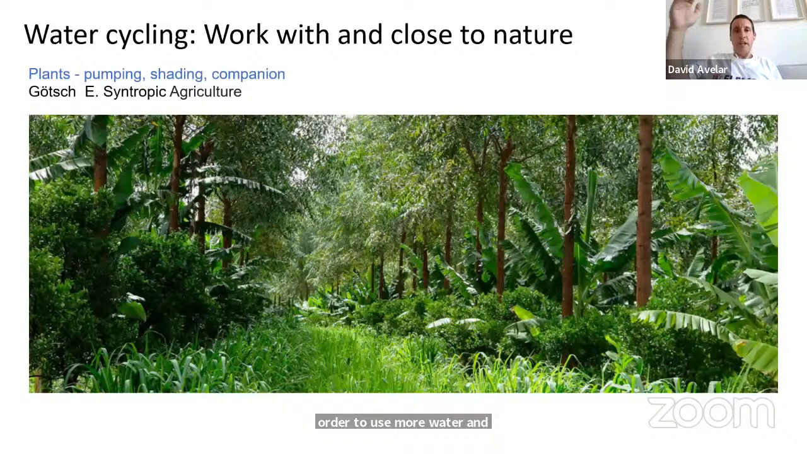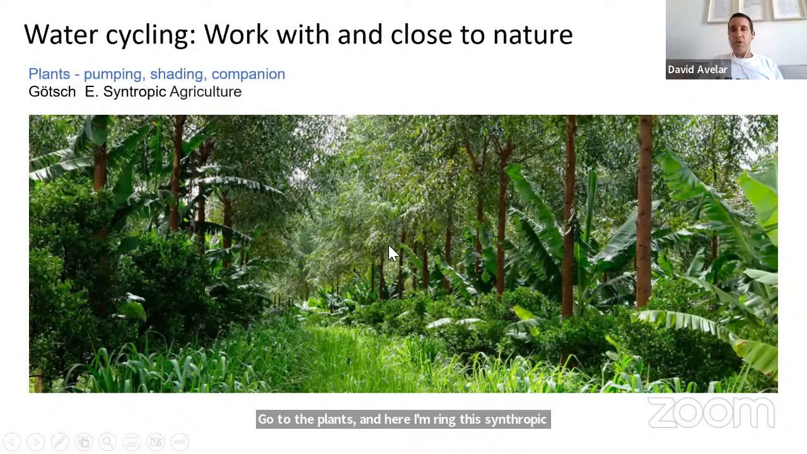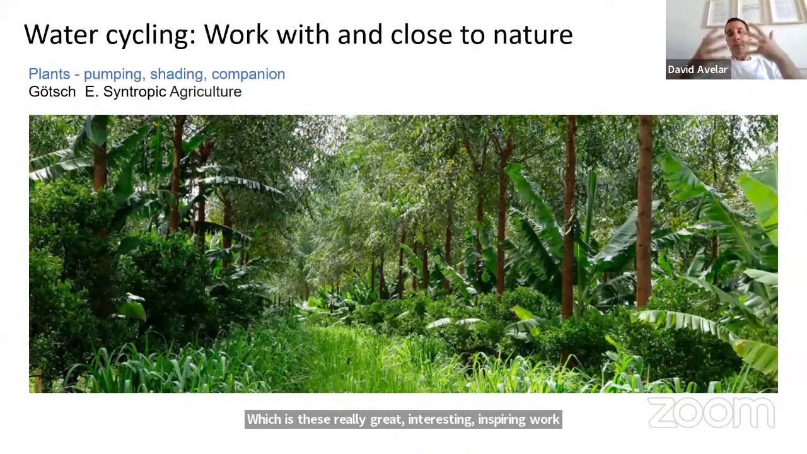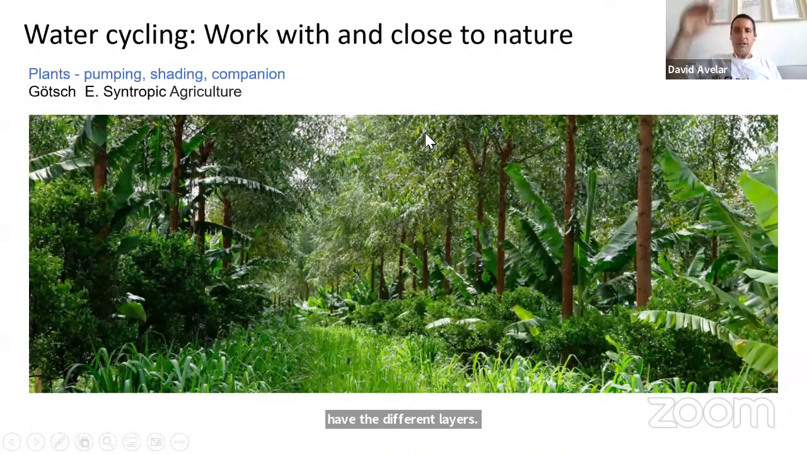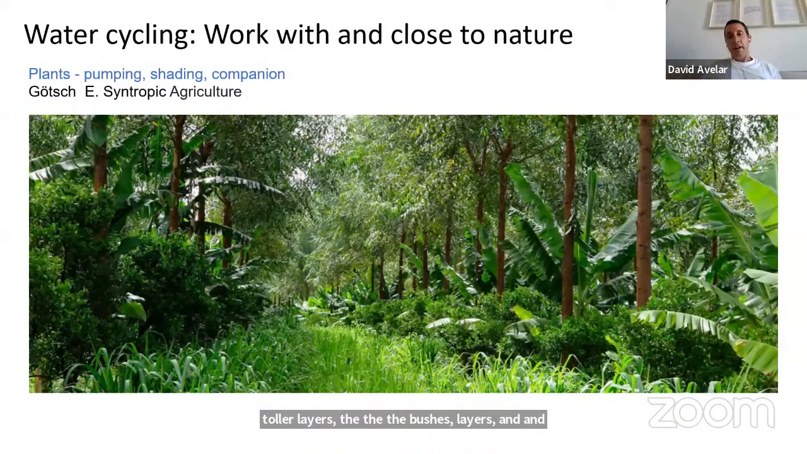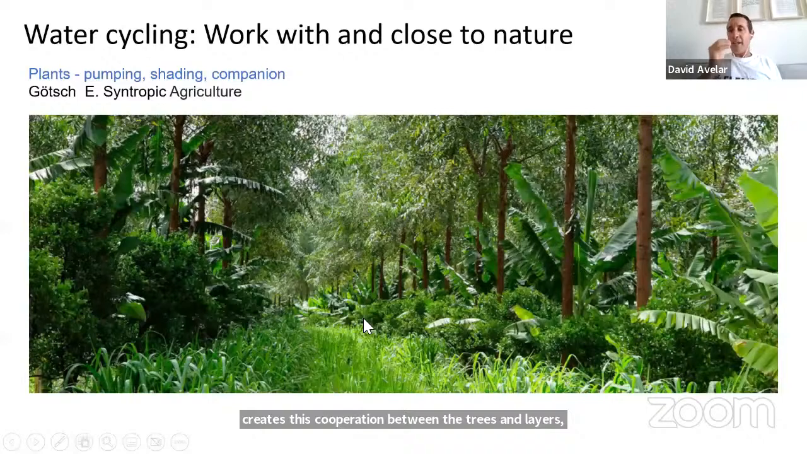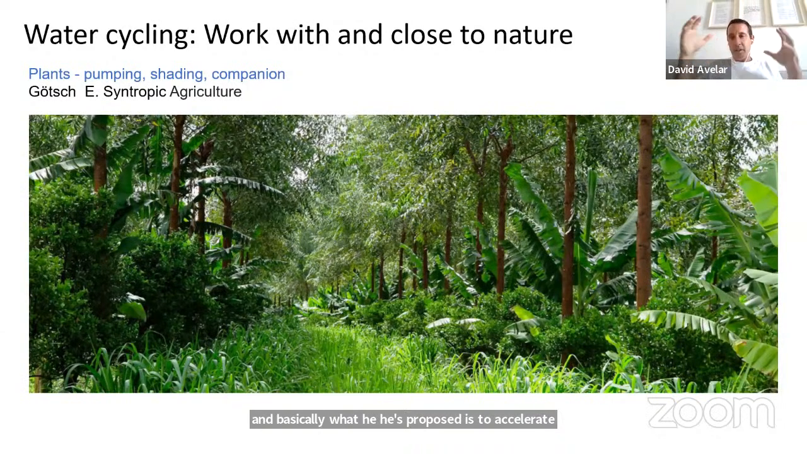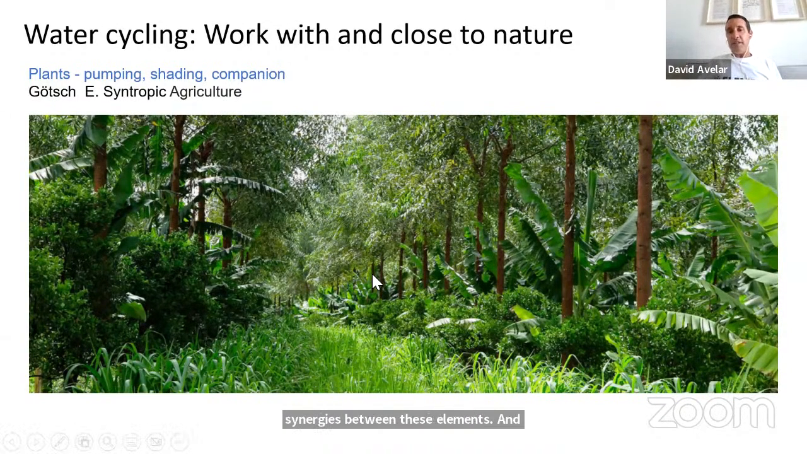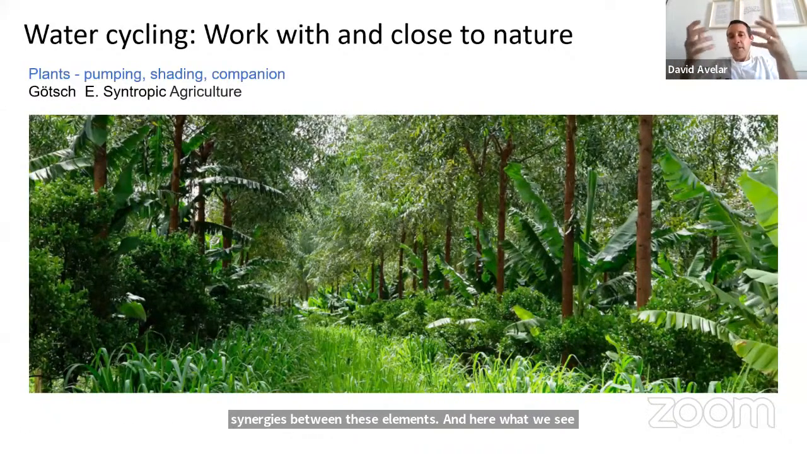Now let's go from soil to the plants, and here I bring this syntropic agriculture from Ernst Götsch, which is really great, interesting, inspiring work about trying to work in companion planting, where you have the different layers. He talked about the 7 layers, the taller layers, the bushes layers, and creates this cooperation between the trees and layers. Basically what he proposed is to accelerate the natural succession by creating synergies between these elements. And what we see in the end is that it's much more productive, but also uses less water.